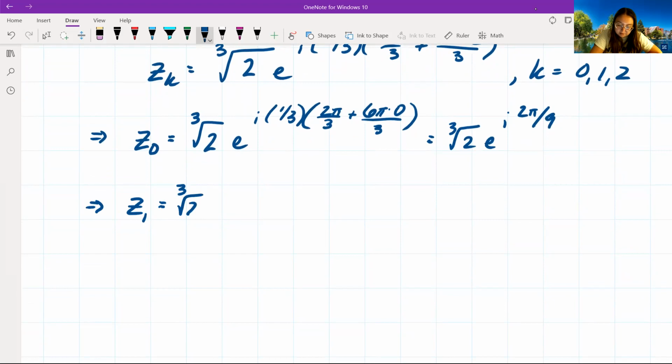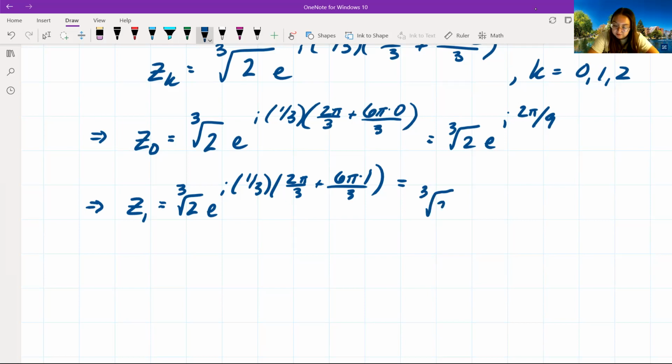So let's do this now for z1. So we have the cube root of 2 e to the power of i times 1/3 times 2 pi over 3 plus 6 pi times 1 over 3. So this is 6 pi over 3. So 2 pi over 3 plus 6 pi over 3 is going to give us 8 pi over 3. 8 pi over 3 then divided by 3 will give us cube root of 2 times e to the power of i times 8 pi over 9.